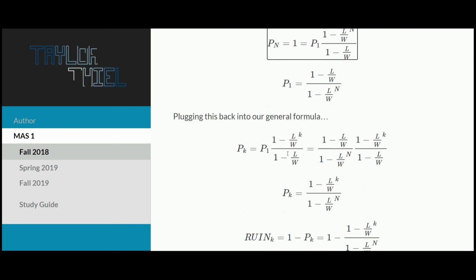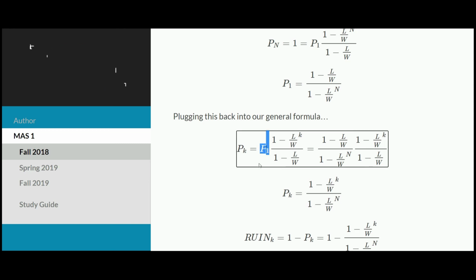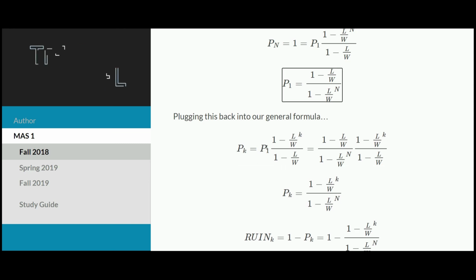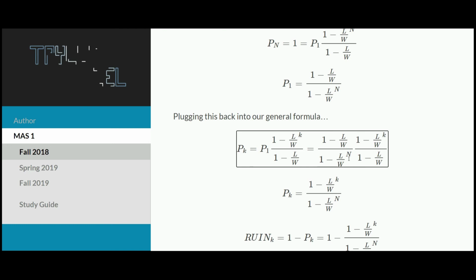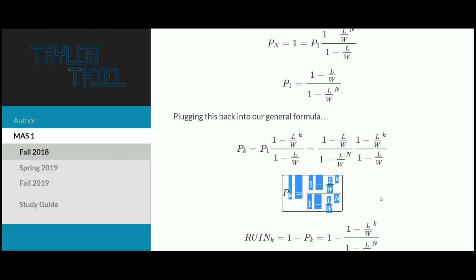So we go back to our previous formula we had for the generic k case. We've also learned what p subscript 1 is, and so we just plug that in. So we get this mess on the right. And then we see that the numerator on the left and the denominator on the right are the same, and they cancel. And so we just end up with this formula.